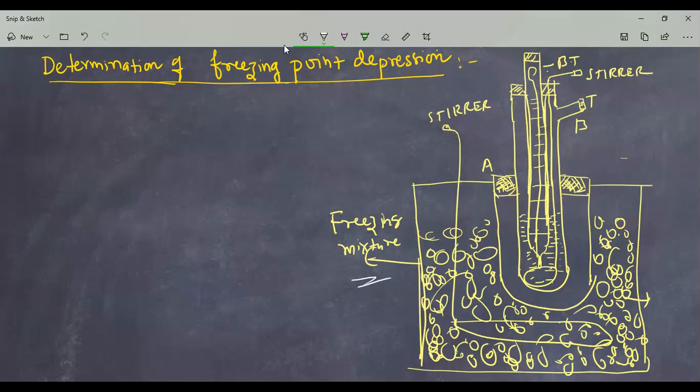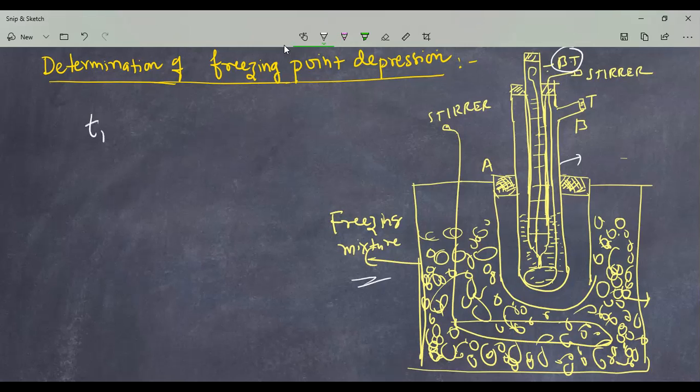What we do is take a weighed amount of solvent, about 20 grams, in an inner freezing tube. So this is the inner freezing tube. Then the solvent in the tube is gently stirred, and the fall of temperature in the Beckman thermometer is carefully watched. The temperature falls below the freezing point of the solvent. What happens? The solvent starts solidifying, and the temperature starts rising and becomes steady after some time. This constant temperature is noted as the freezing point of the solvent.